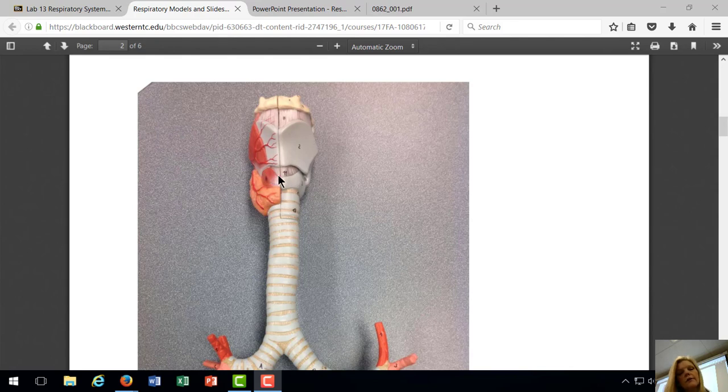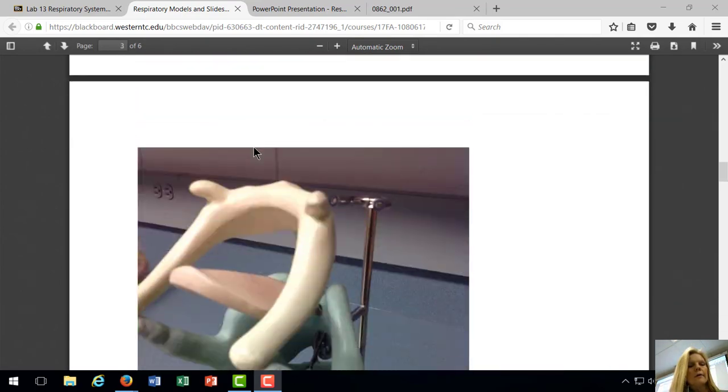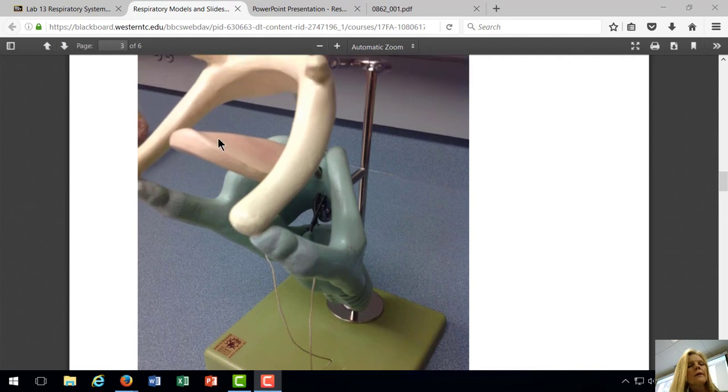It's covered in muscle on this side, but you can see how it wraps around there. That's the cricoid cartilage. Kind of looks like a ring. It's thicker on the back side and a little thinner on the front. And then the epiglottis, if we go back to this model here, the epiglottis is this flap of cartilage that covers the passageway into the larynx. So here's the inside of the larynx. This flap of tissue here covers that.